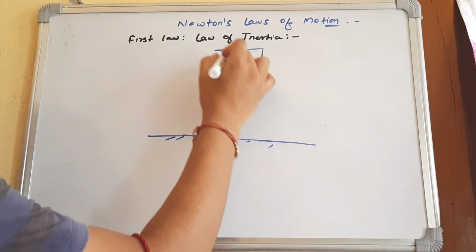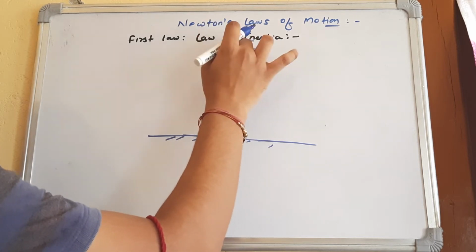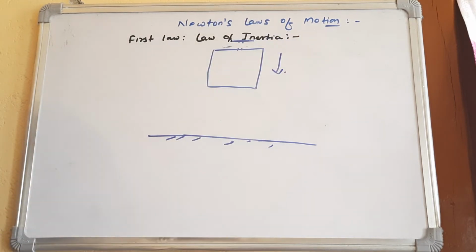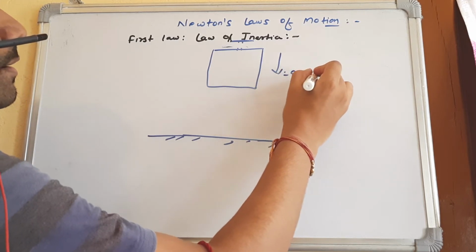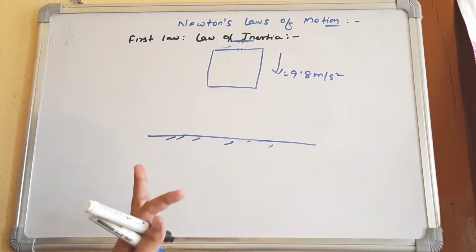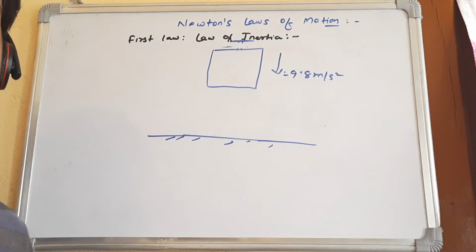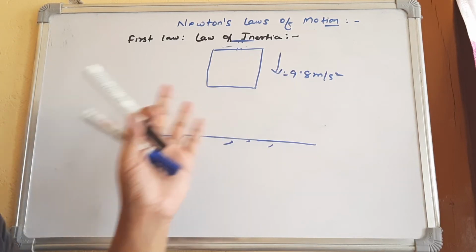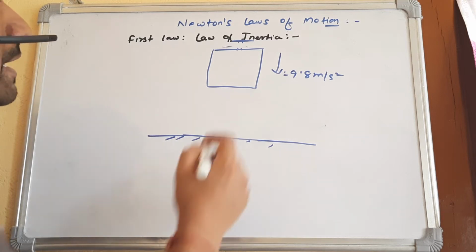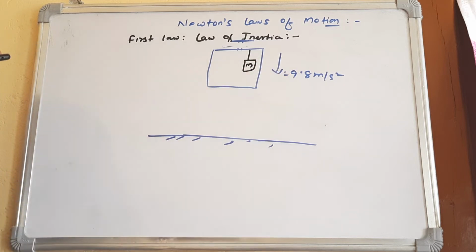And there was an elevator. This is an elevator, hung from some height, and let's say this link breaks. So what happens? The elevator comes down with g, right? With respect to Earth, this elevator has an acceleration of 9.8. Now let's say there is an object of mass m inside this elevator, hanging from the roof of the elevator.